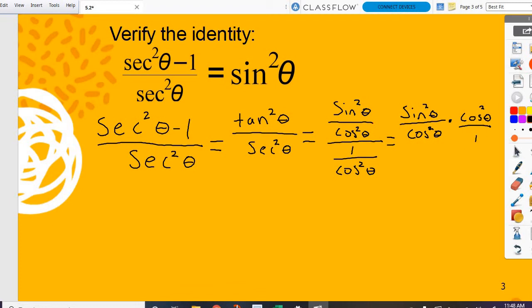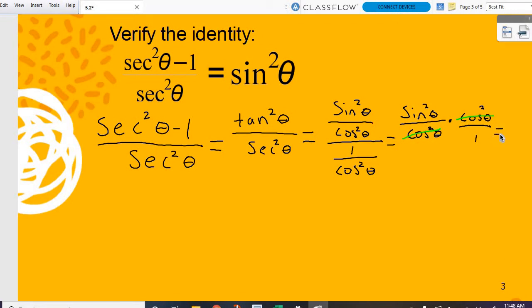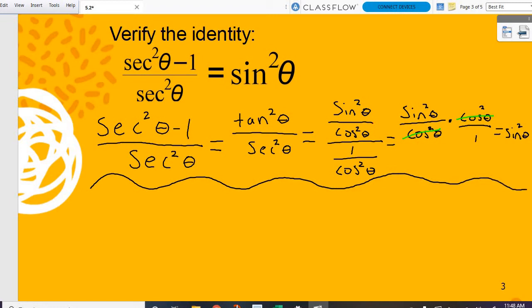So now, what's nice? What happens? My cosine squared reduces. And then what are we left with? Sine squared theta. Which is what we want, yes? Agreed. Now, could there have been another way to do this instead? Maybe. This is true, there's always more than one way. As long as you're using your trig identities correctly, it doesn't matter which way you use.